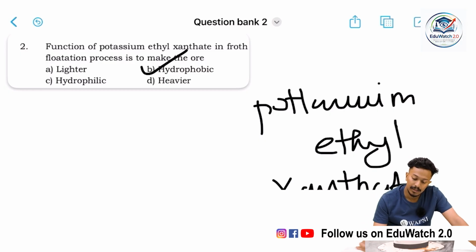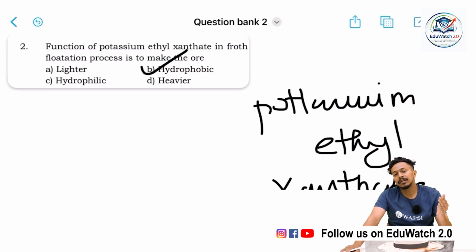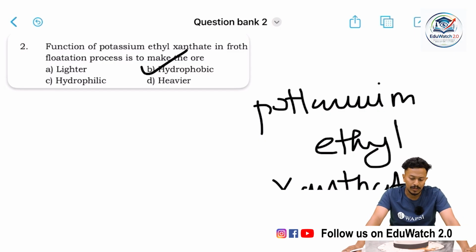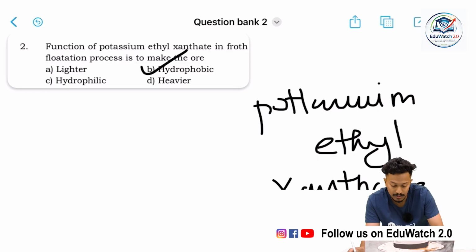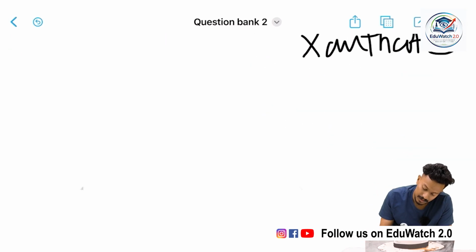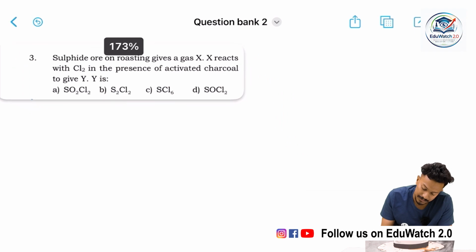Okay. We have studied in the metallurgy part that this potassium ethyl xanthate is mainly used for the water repellent property. So the answer for this question would be hydrophobic, right? Option number B. Okay. We will move on to our next question.